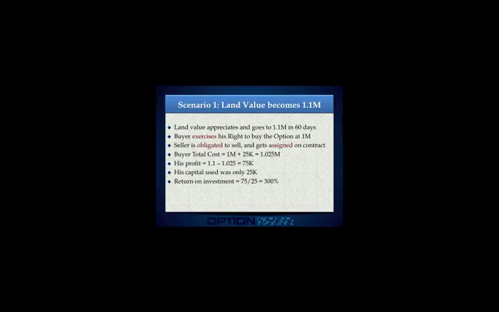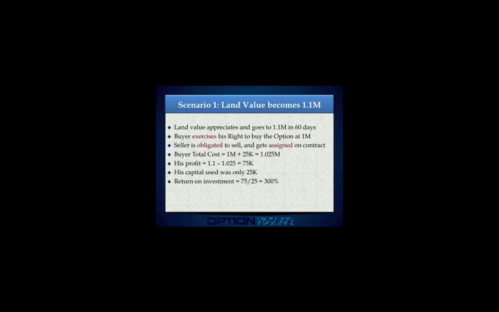The total cost for the buyer is $1 million plus the $25,000 in premium that he paid. So it's $1.025 million. The $25,000 that he paid was gone at the time of the option contract, so he cannot get that back. So his total cost is $1.025 million. So his profit on this deal, if looked at strictly from a financial standpoint, was $75,000.